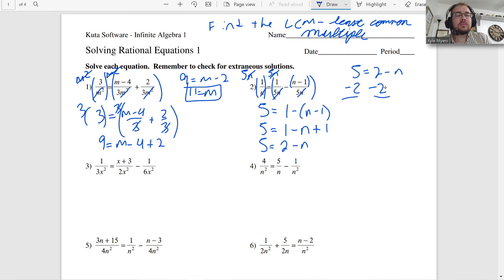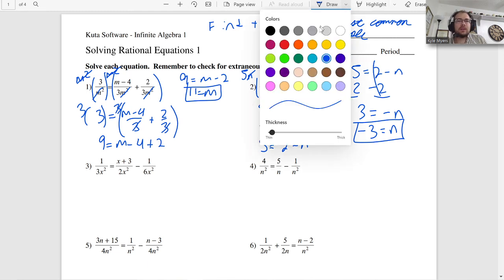So if I have 5 equals 2 minus n, that just means I'll be adding or subtracting the 2. I need to do the opposite of 2, though. The opposite of 2 is minus 2. That minus belongs to the n. So I get 3 equals negative n, which means that n equals negative 3. Whew, all right. So let's keep going here.